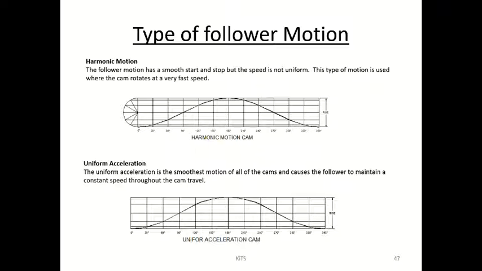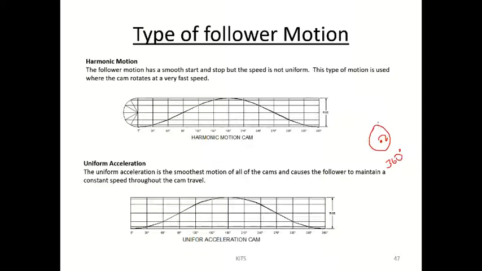Next one, SHM or simple harmonic motion. Let us see how they draw this one. First of all, if there is a cam, for how many degrees will it rotate? How many degrees is one revolution of a cam? 360 degrees is called one revolution of a cam.